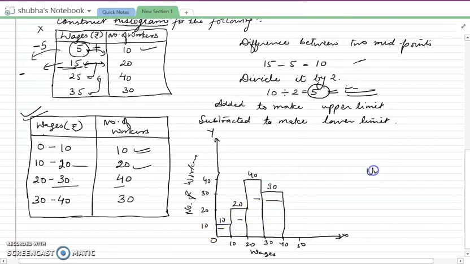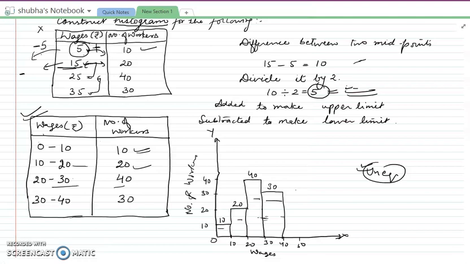Only when unequal class intervals are there will the width of these bars be different. Otherwise the width of the bars should be the same. The width differs only under the condition of unequal class intervals. Otherwise the width should be the same in all the cases, right?